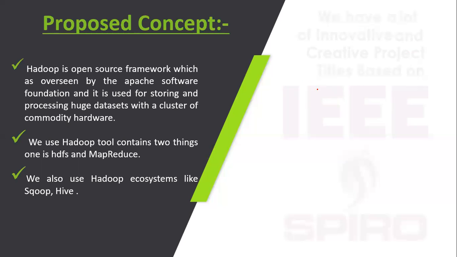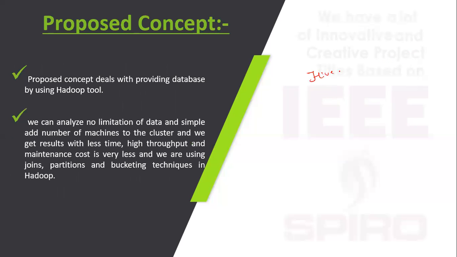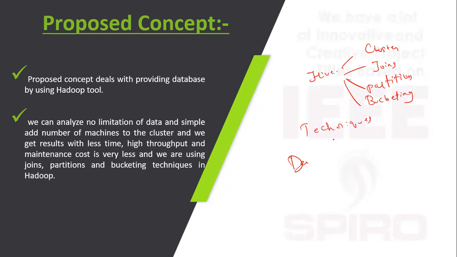So Hadoop will be using many tools like MapReduce, Sqoop, and Hive. Here in Hive, we'll be using clustering, joins, partition, and bucketing. These are all the techniques we'll be using for the data analysis, so that you can get an accurate result.